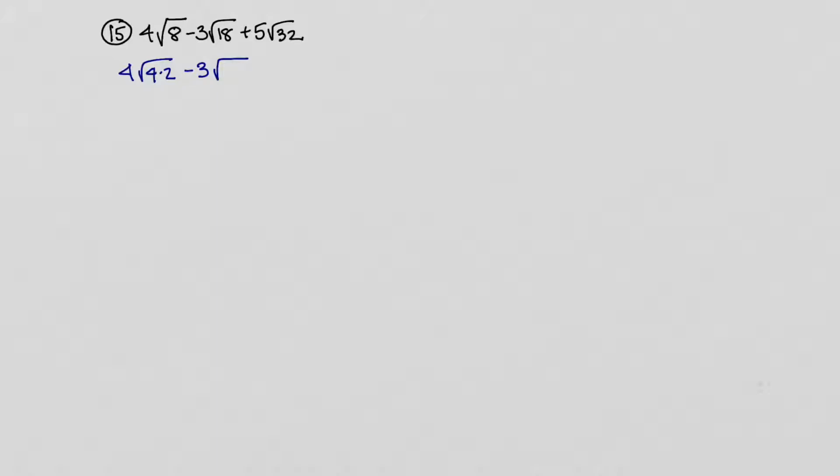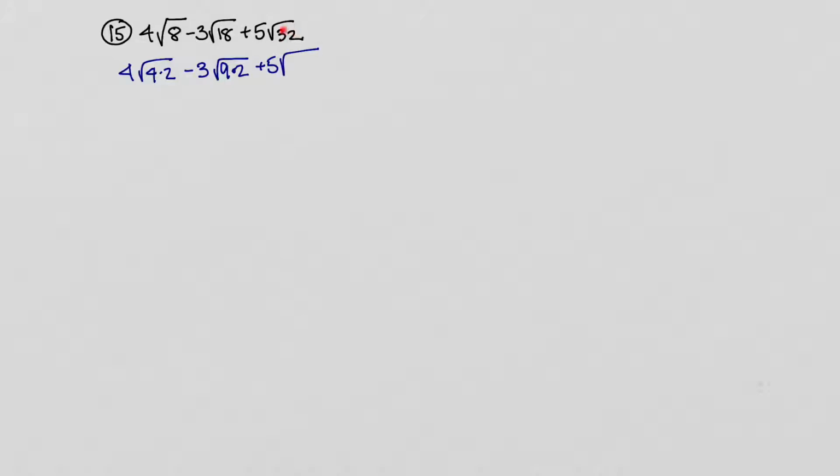Now 18. Can you break 18 down into 2 numbers, one number that you know the square root of? Well, 6 and 3 doesn't help, but 9 and 2, I know the square root of 9, so I'm going to break this down into 9 and 2, plus 5 times. Now what about that 32?